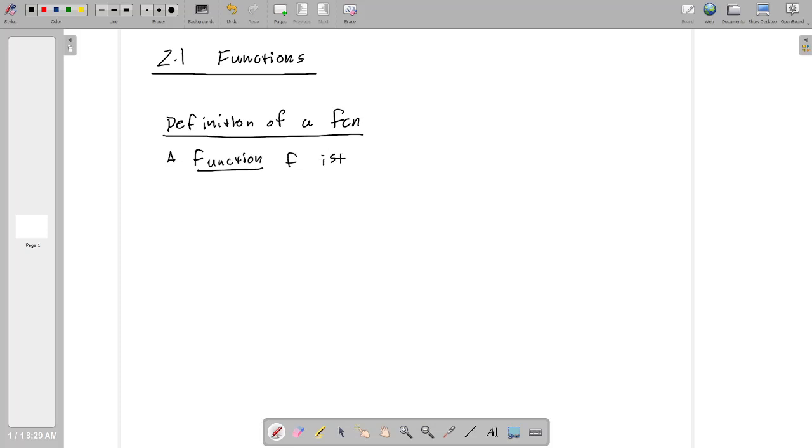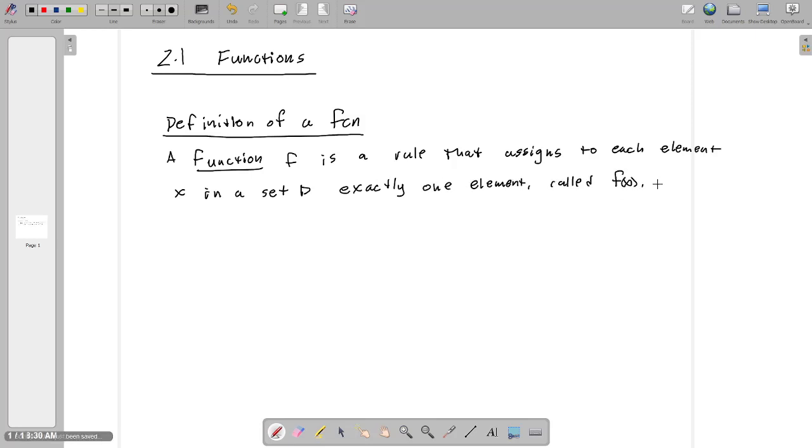A function f is a rule that assigns to each element x in a set D exactly one element called f of x in the set R.